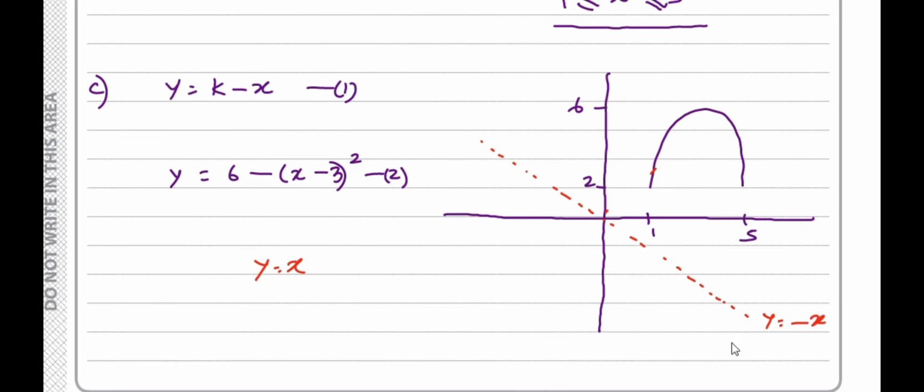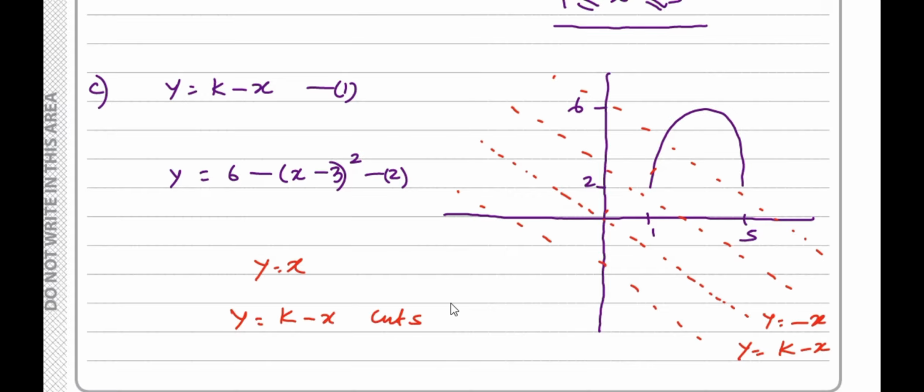Now if I put y is equal to k minus x, that means I'm going to add a value of k to the y. That means it will either push it up or push it down. So all these lines are y is equal to k minus x. Okay. Now the question puts a catch. It says that y is equal to k minus x cuts the curve C at two distinct points. Which means what?